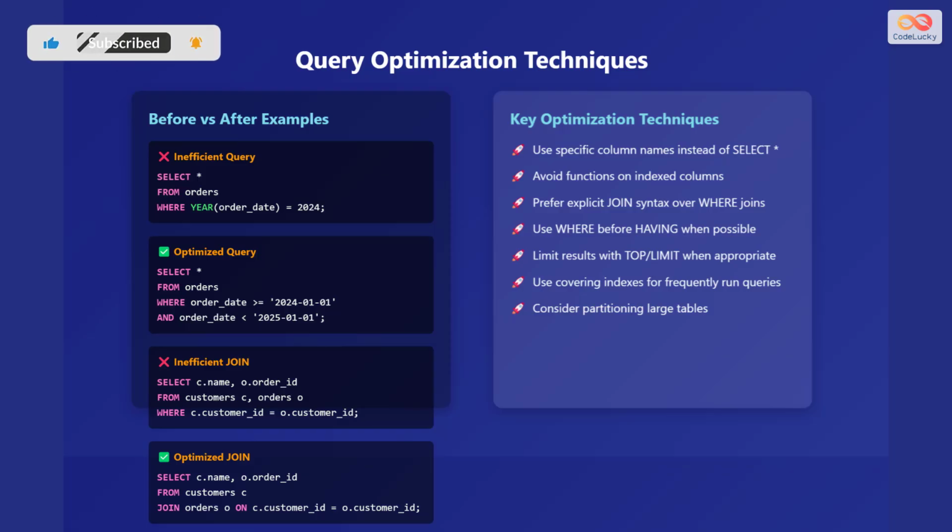Optimized join. Select C.name, O.order ID from customer C join orders O on C.customer ID equals O.customer ID. Here are some key optimization techniques. Use specific column names instead of select asterisk. Avoid functions on index columns. Prefer explicit join syntax over where joins. Use where before having when possible. Limit results with top or limit when appropriate. Use covering indexes for frequently run queries. Consider partitioning large tables.